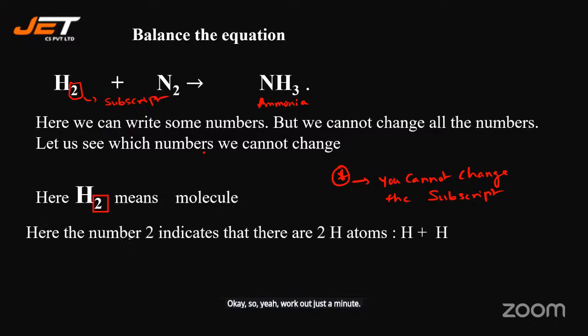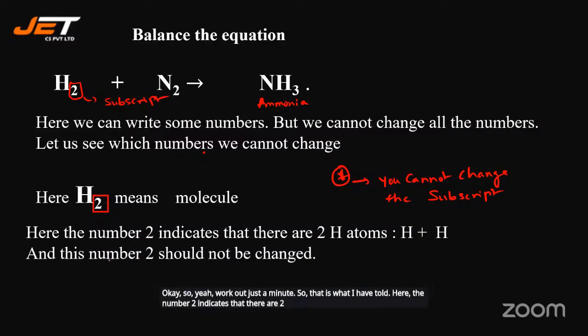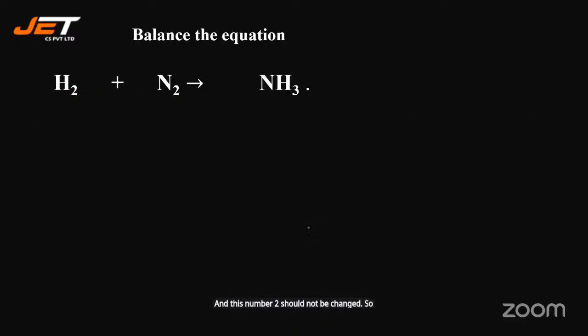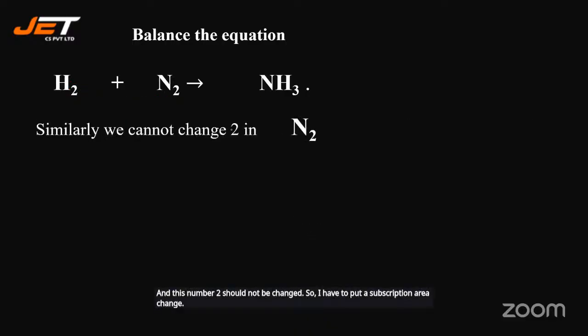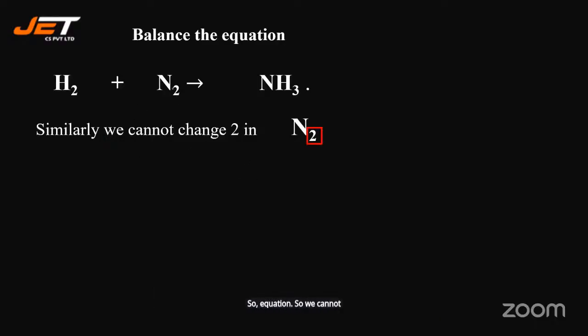So that is what I have told. Here the number 2 indicates that there are 2 hydrogen atoms and this number 2 should not be changed. So ఎప్పుడు కూడా సబ్స్క్రిప్ట్ అనేది చేంజ్ చేయకూడదు. సో ఇప్పుడు ఈ ఈక్వేషన్ ని బ్యాలెన్స్ చేయడానికి ట్రై చేద్దాం. సో వీ కెనాట్ చేంజ్ నెంబర్ 2, N2 అనేది మనం చేంజ్ చేయలేం. కాకపోతే ఇక్కడ రియాక్టెంట్స్ ని చూసి ప్రొడక్ట్స్ చూస్తే దేనికి డిఫరెన్స్ ఉందమ్మా?